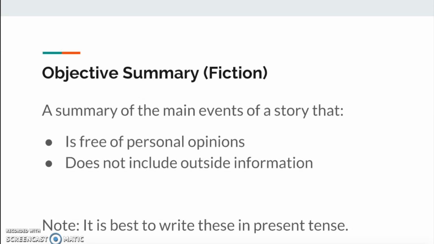Now I'm going to briefly cover objective summary. Objective summary is much easier to deal with than theme, I think. It's just a summary of the main events of the story that is free of personal opinions. So you don't say if you think the story sucked or the character made a bad decision or anything that you think about the story, and it doesn't include any outside information. It's usually best to write these in present tense.